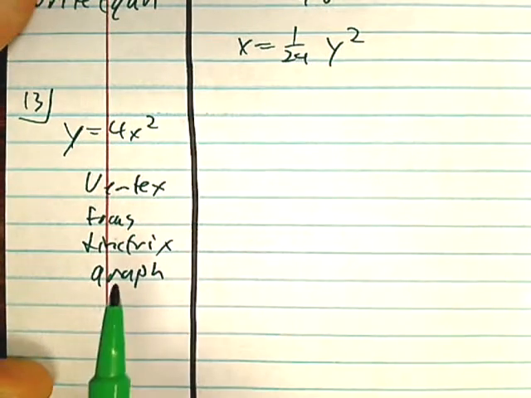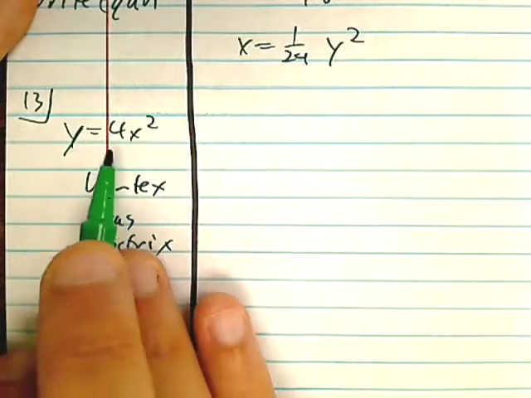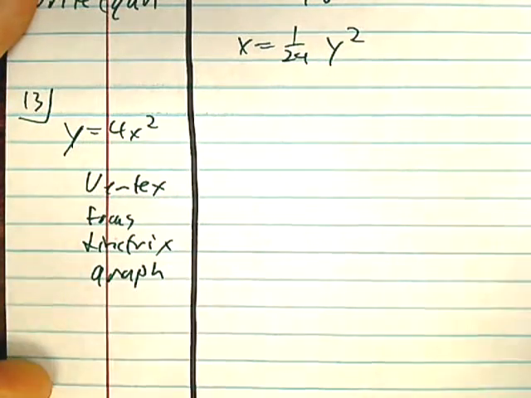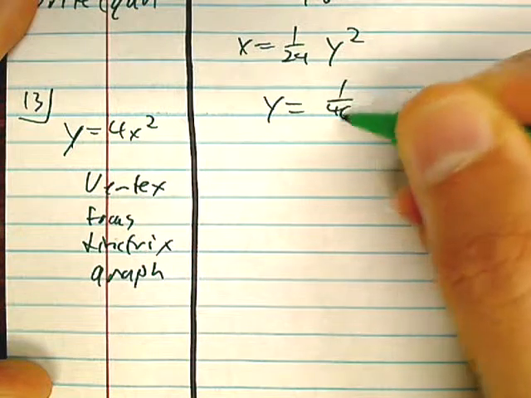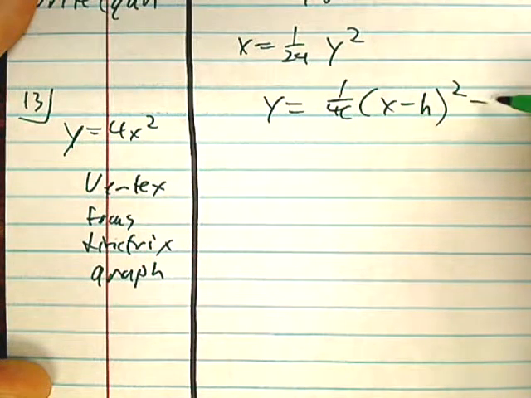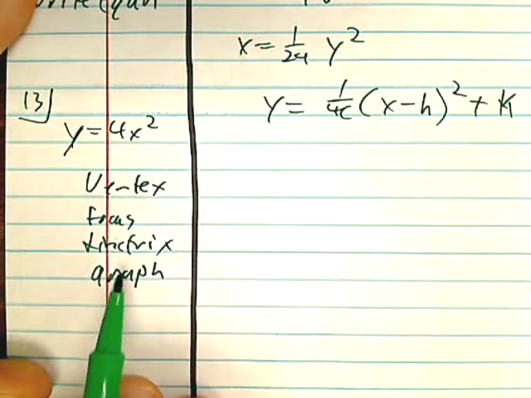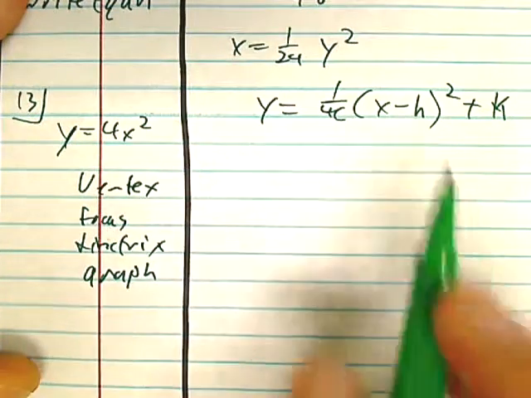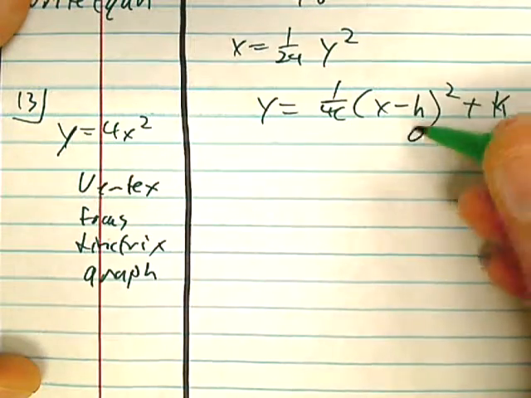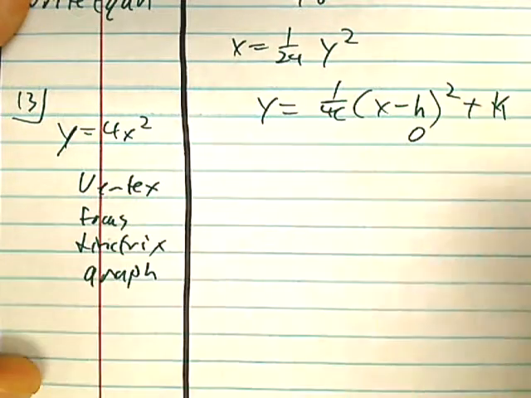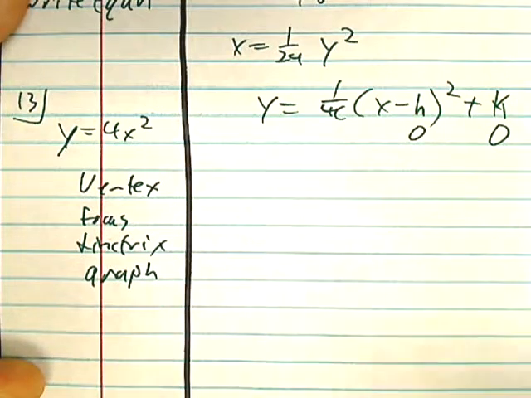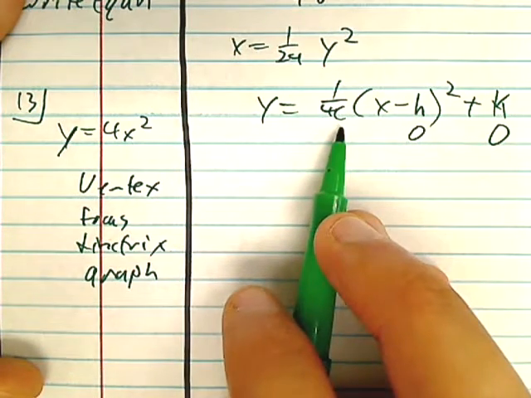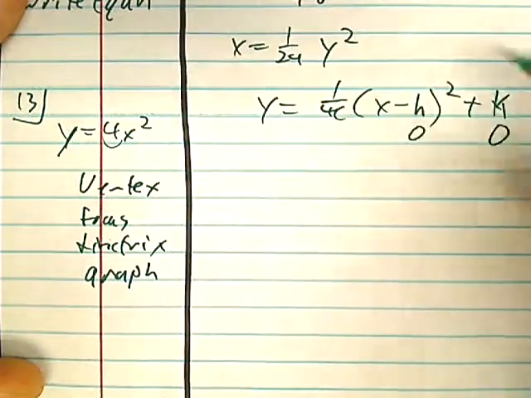What I wanted to show you, and that might not be totally obvious, is that this 4 out here, let's write our equation. Y equals 1 over 4c times (x minus h) squared plus k. To do all this, I need to know c, h, and k. Well, I'm not subtracting anything inside here at the x, so h is 0. I'm not adding anything at the end, so k is 0. The value of c is a little more deceptive. The number out front is 4. I want the number out front to be 1 over 4c. Set those equal.